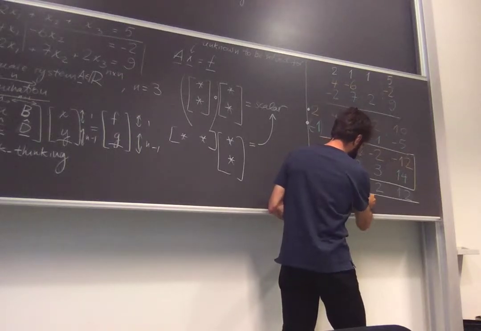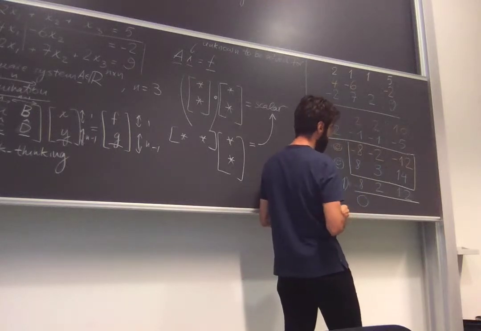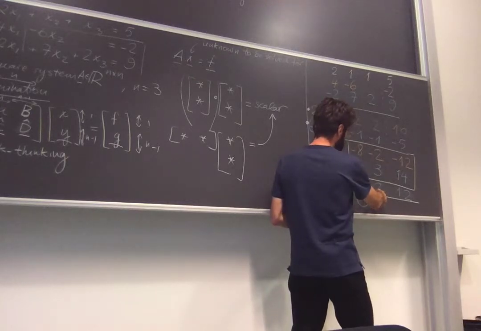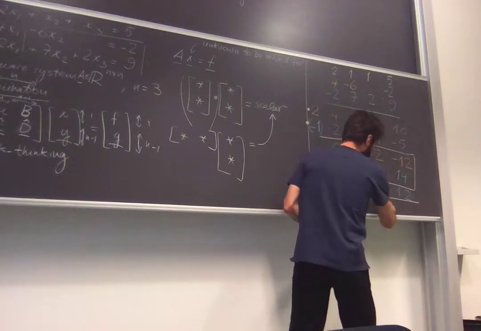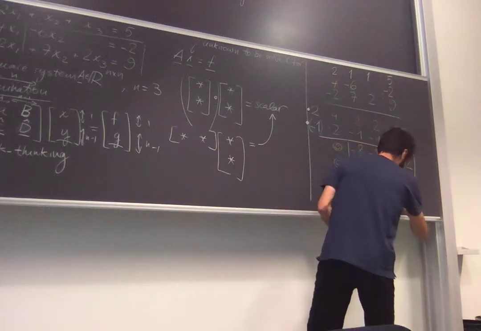And this is 0, right? And here I get 2 minus 2 subtracted from 3 gives me 1, and 12 subtracted from 14 gives me 2.